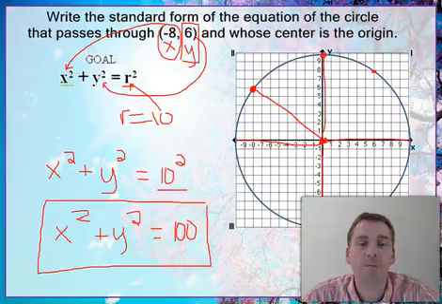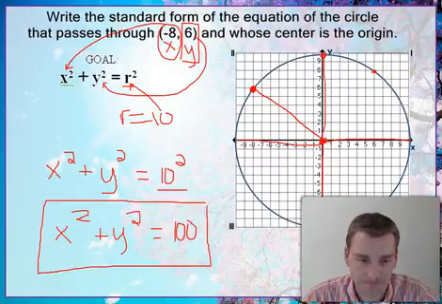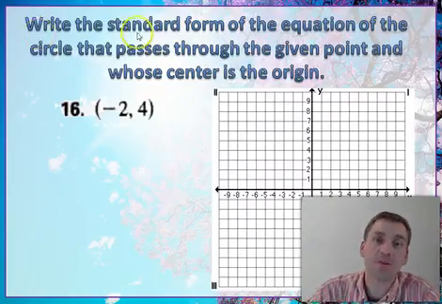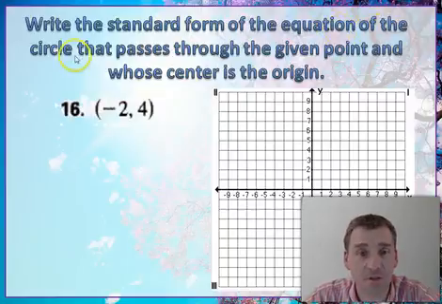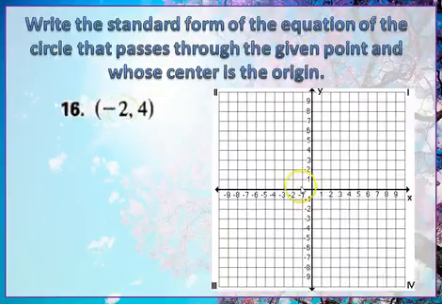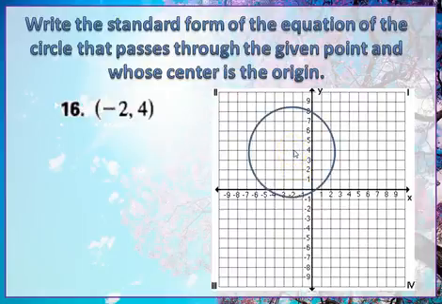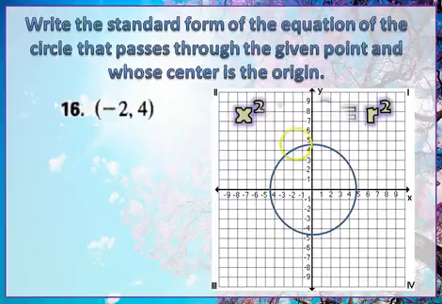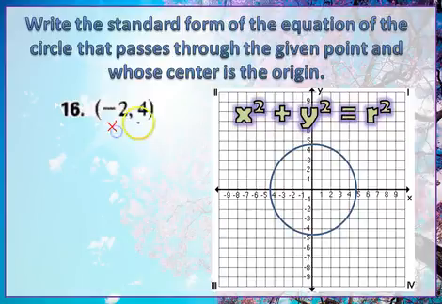There's your equation. Let's do one more quick example. Stick with me. Alright, next example. Write the standard form of the equation of the circle that passes through the given point and whose center is the origin. There's the given point. So at negative 2, 4, I need a circle to cross there. And again, remember, this is what I'm looking for: the standard form of the equation, x squared, y squared, r squared. I'm just looking for the radius length. So, two ways. Again, you can use the distance formula, or just take this x and that y and plug them into the appropriate spots and solve for r.